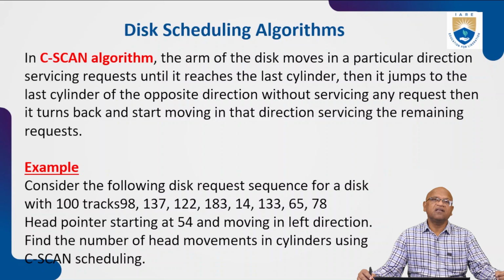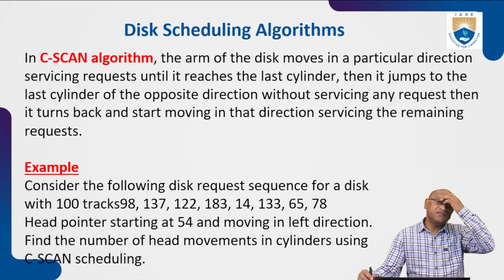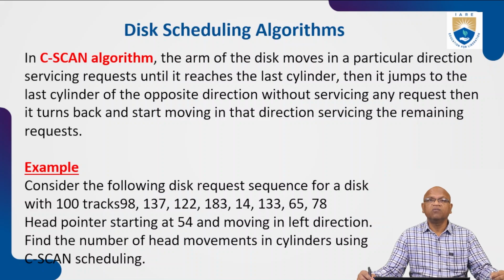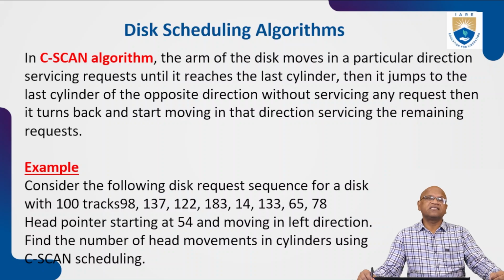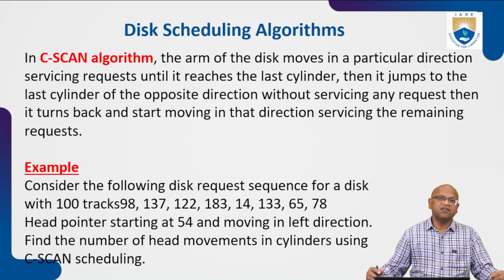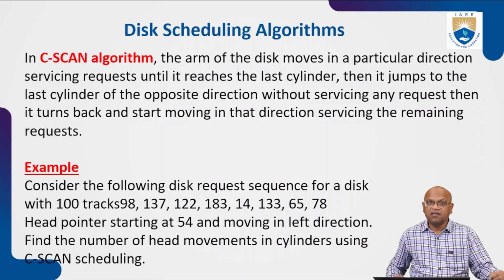Then it jumps to the last cylinder of the opposite direction without serving any request. Then it turns back and starts moving in that direction, serving the remaining requests. So we'll see what is the difference between SCAN and C-SCAN.